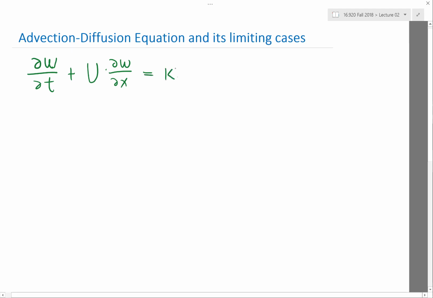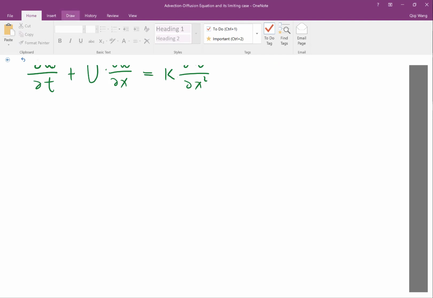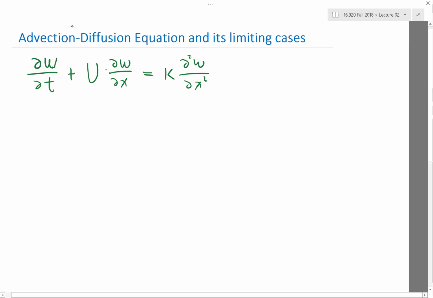And this is also equal to kappa times the second order derivative of W with respect to space. And kappa is the rate of diffusion in the medium. All right, so we already looked at two of the limiting cases. The first limiting case is when our U is equal to 0. What we get is partial W partial T is equal to kappa times partial square W partial x squared.